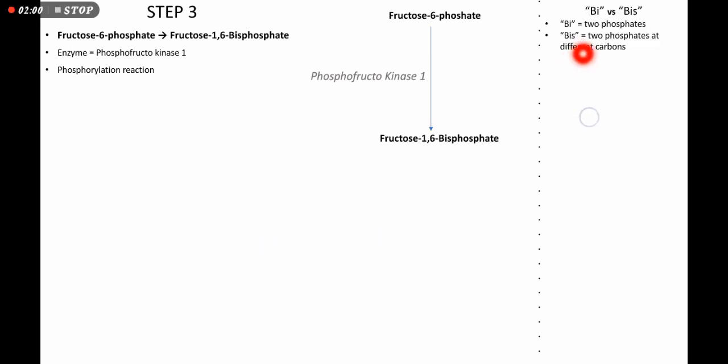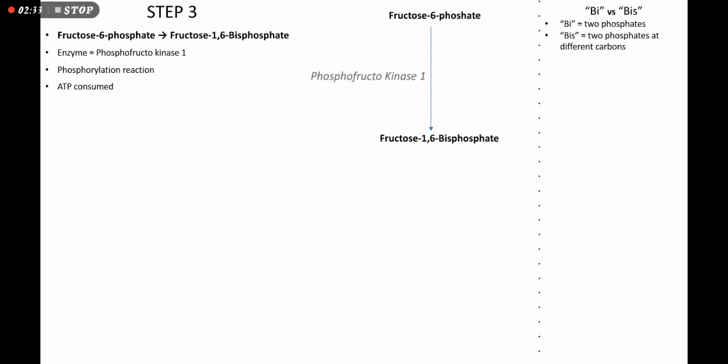The difference between bi and bis is very important, so I thought I should tell you. Bi is when a compound has two phosphates present at the same carbon. But bis means the two phosphates are present in a compound at different carbon numbers. That is why it is fructose 1,6 bisphosphate: one phosphate at carbon number 1, one phosphate at carbon number 6. That is why it is a bisphosphate.